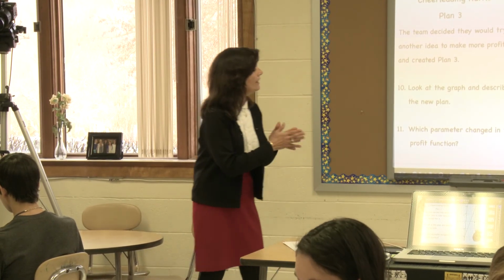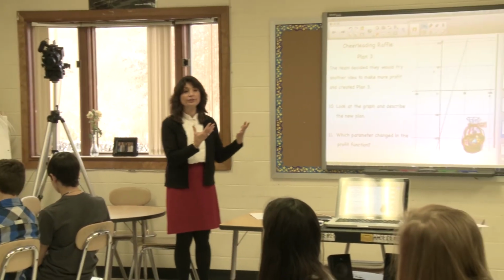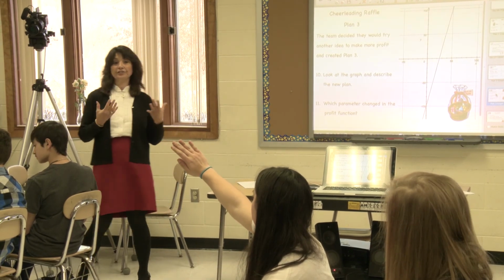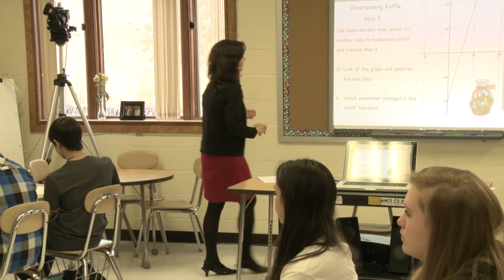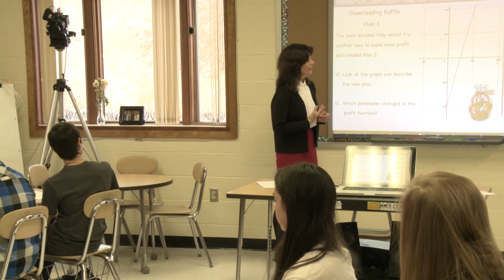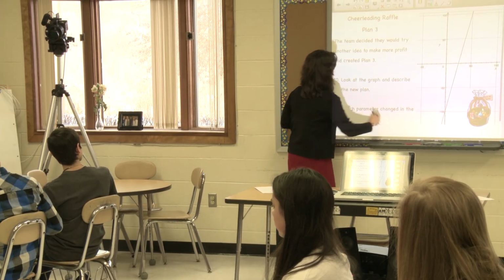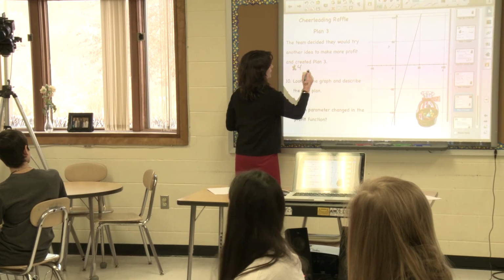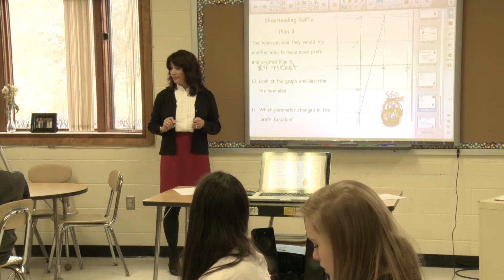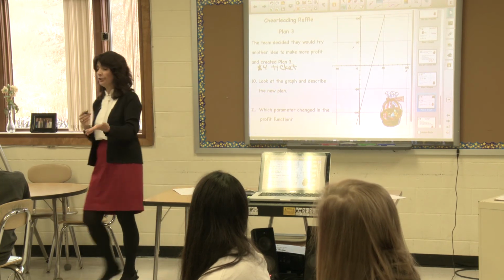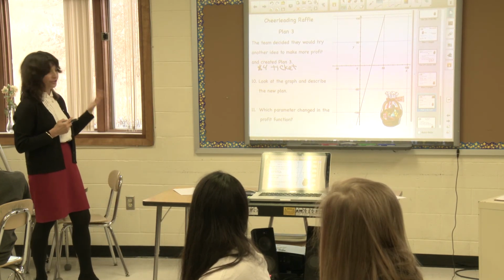Okay, and what was your description for plan 3? What was your description? Donovan. The cost per ticket is doubled from $2 to $4 per ticket. Okay, so you said $4 per ticket. And anything else? Okay, so it was $4. How did you determine that it was $4 per ticket?